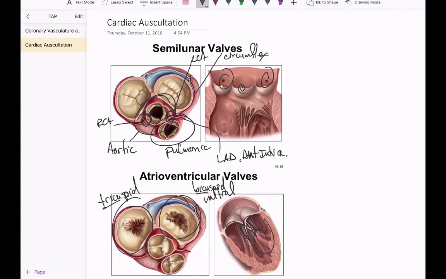Okay, so how does this have anything to do with cardiac auscultation? Well, when the valves close, they cause a sound. And the typical sound you are probably familiar with is lub and dub. So what is the lub and what is the dub? Well, the lub sound is when the atrioventricular valves are closing, and you can see that here on the semilunar valve figure. So when these are closed, that makes a lub sound. When the semilunar valves are closing here, that makes a dub sound.